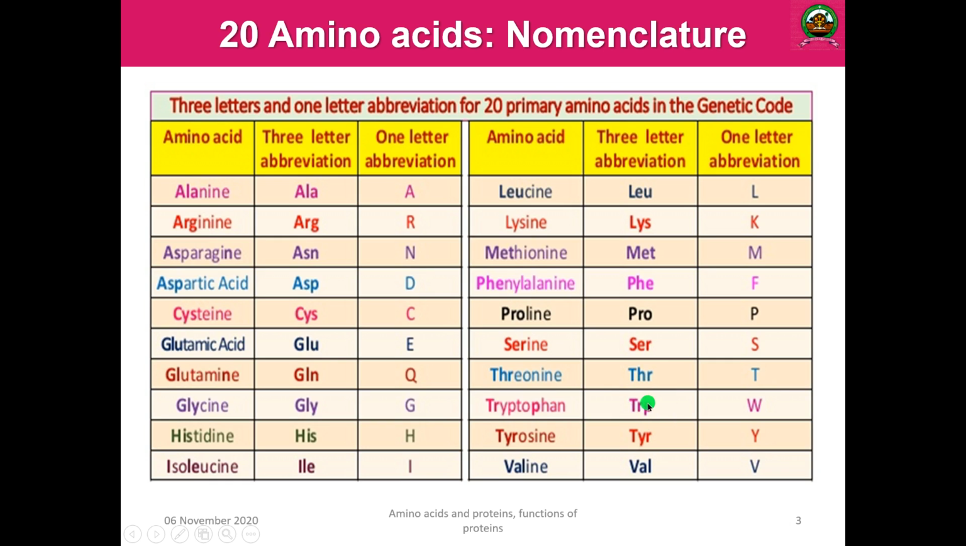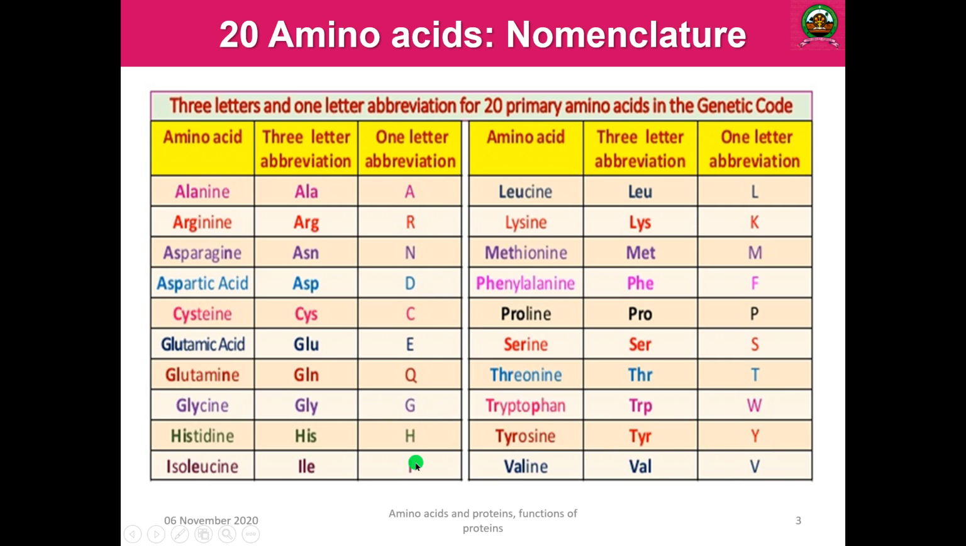And tryptophan, TRP is the 3-letter code, and W is the single letter code. And tyrosine, TYR is the 3-letter code, and Y is the single letter code. And finally valine, VAL is the 3-letter code, and V is the single letter code.